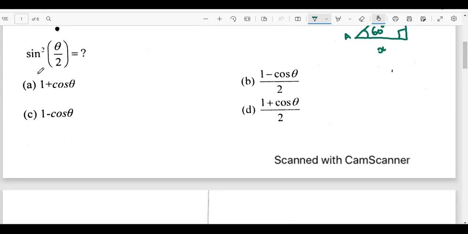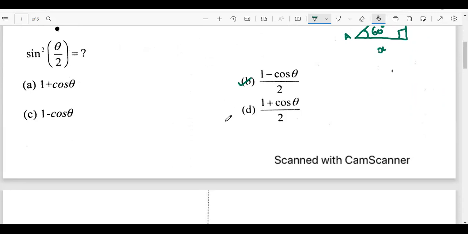Okay, now what is this? It says sine square theta by 2. Now this is a half angle formula. Yes, it is a half angle formula. Very good, but it's not like the ones we have done today. It is the old one, so it would be B. Saad, do you know these formulas?